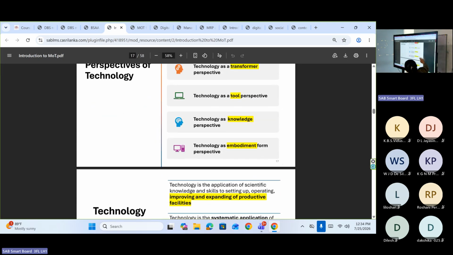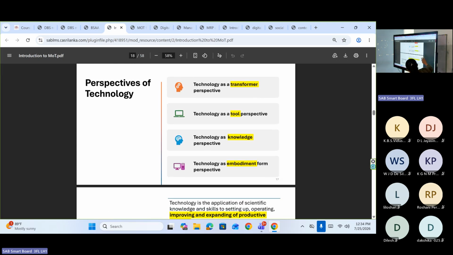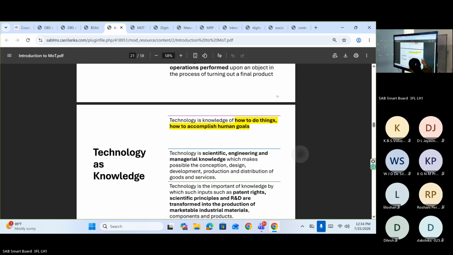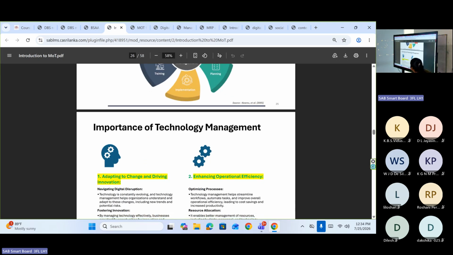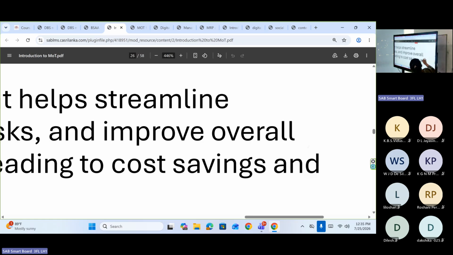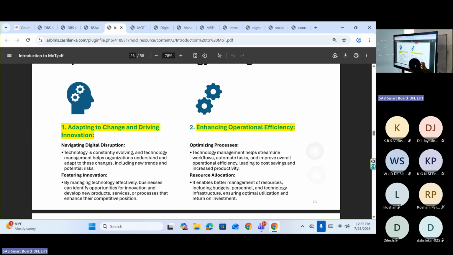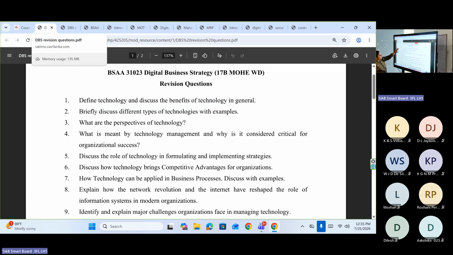Then we were talking about different perspectives of technologies. And then we were talking about technology management and why technology management is important. So that is the first lesson. So we go through the questions which are given here from the first lesson.